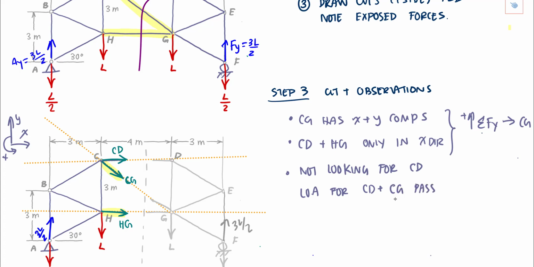They both pass through joint C. Therefore, take my moment about C to get HG. Great. So now that I've made these observations, I can go ahead and go in with that math there.